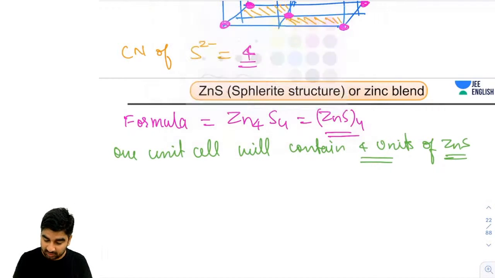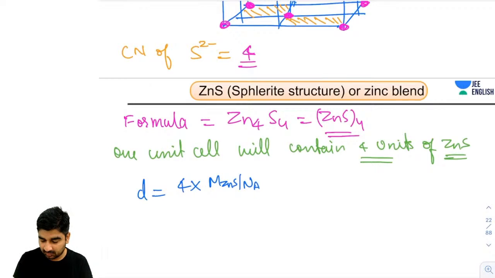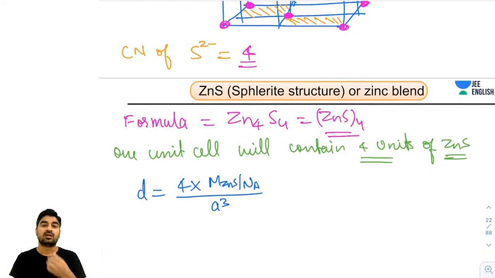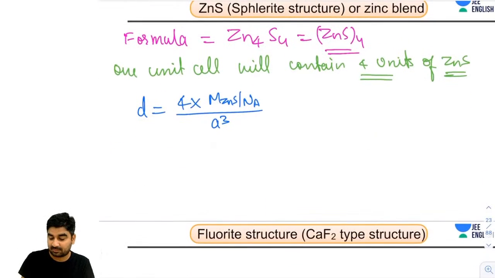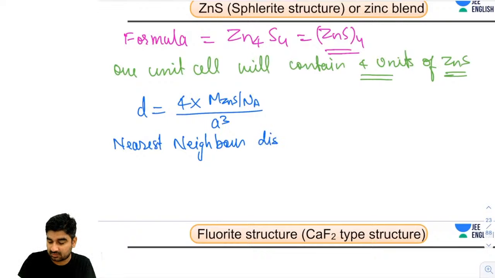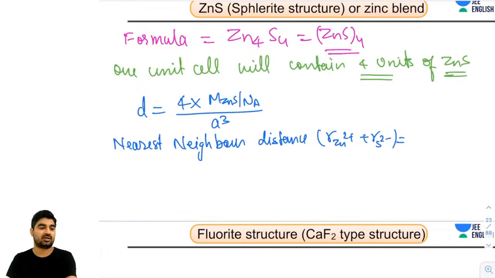Now if I want to calculate density, guys, it will be 4 times the molar mass of ZnS upon Na times a cubed. Right? So if somebody asks you the nearest neighbor distance, guys, what would it be? It would be the distance between Zn2+ and S2-. Yes, what would it be?